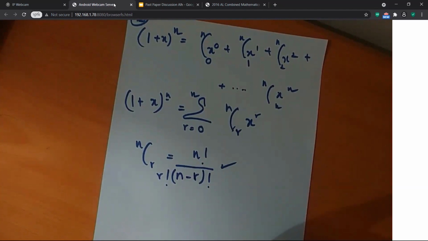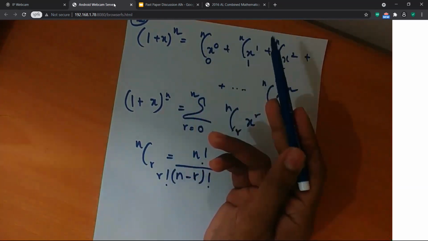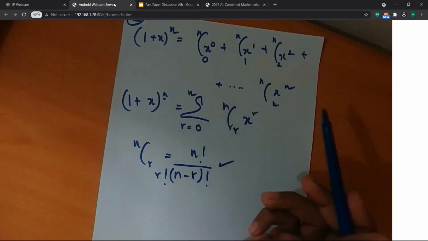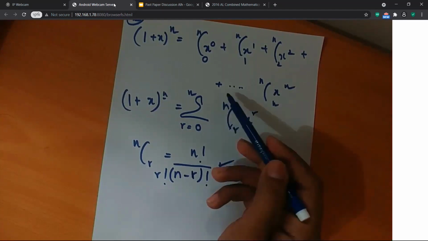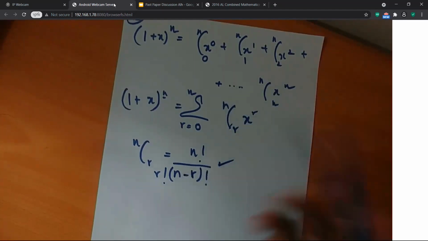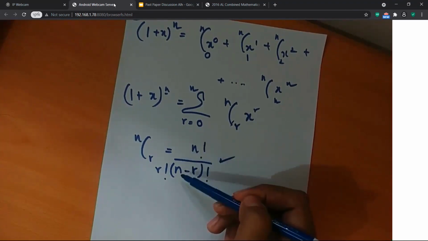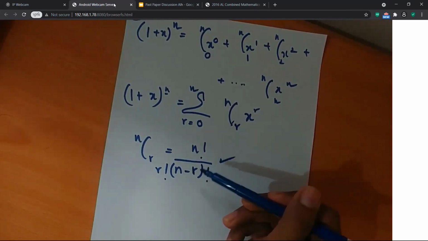So if you don't remember the binomial expansion, it's basically a theorem. What it means is (1 plus x) to the power n can be written in this particular format: x^0, x^1, x cube, same format, and then the coefficients are nCr, where r goes from 0 to n. So what is nCr? nCr is basically the value of n factorial divided by r factorial into n minus r, the whole thing factorial.